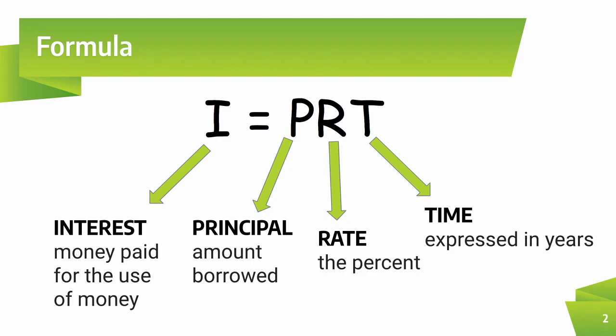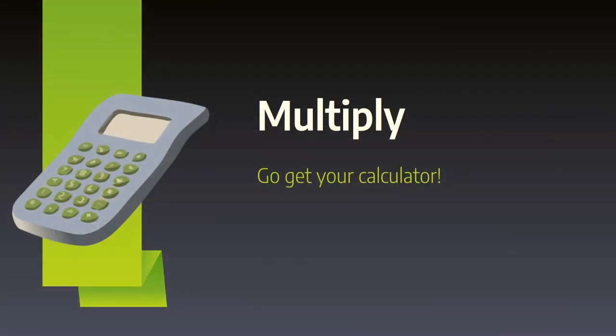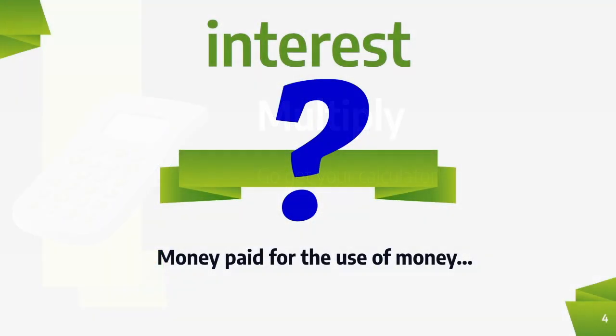Always expressed in years. Go get a calculator, because there's a lot of multiplication, and a calculator will help you out tremendously. Interest is money paid for the use of someone else's money. What does that even mean? Well, to help explain it, let me give you an example.